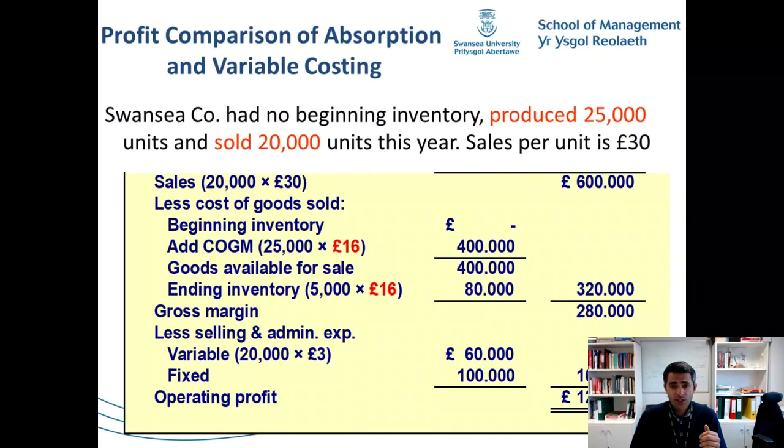Under absorption costing, as you see, the ending inventory is 80,000. Can you see, guys? In this case, if you need to divide it, you need to divide it into two parts, which is the variable element and the fixed element again. So just divide the £16: £10 goes to variable and £6 goes to fixed, and you multiply it by 5,000.